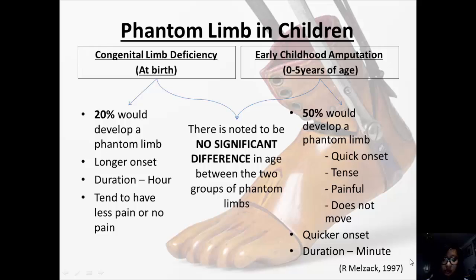Congenital limb deficient phantom limbs usually feel the sensations of pain of a phantom limb for hours with a longer onset, whereas early amputations have sensations of pain lasting for a matter of minutes with a quick onset. There is noted to be no significant difference in age between the two groups of phantom limbs.